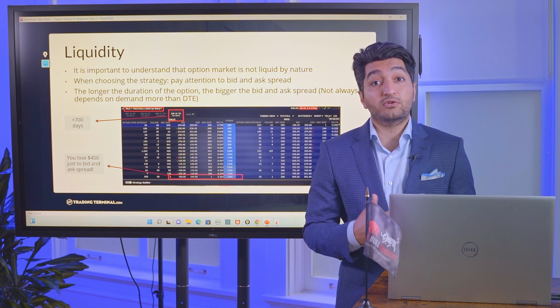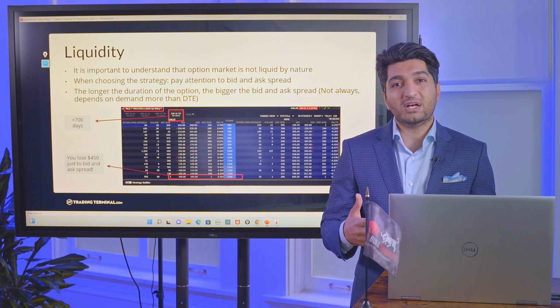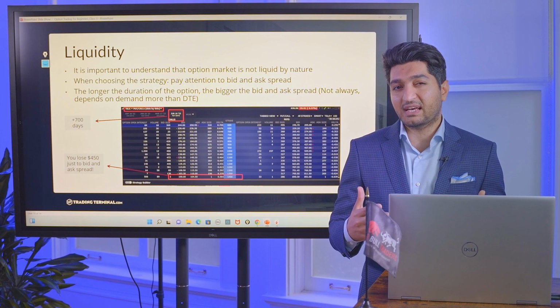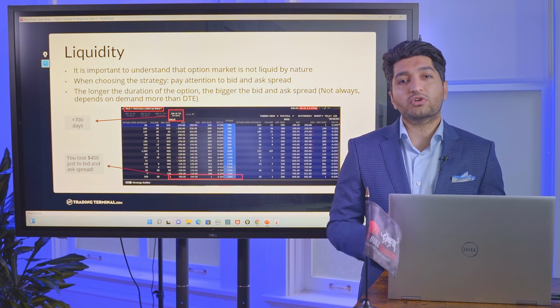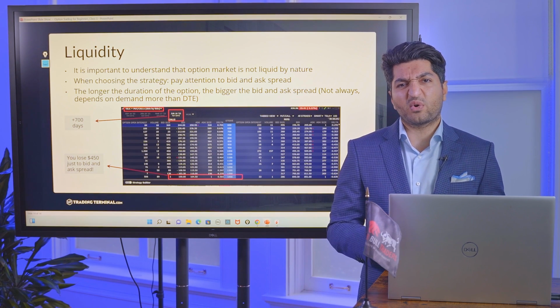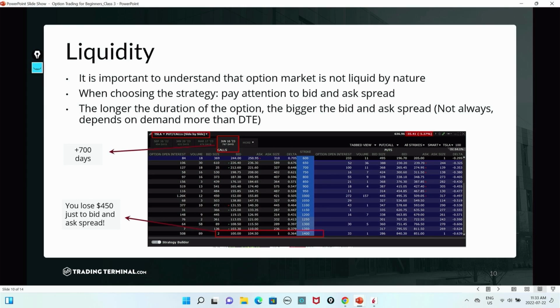Majority of the stocks that you trade, especially in the US market, are going to be American style, so they can be exercised at any time. But early assignment shouldn't really be a big concern for you, as only stocks that are going ex-dividend usually get early assigned. Let's talk about liquidity.